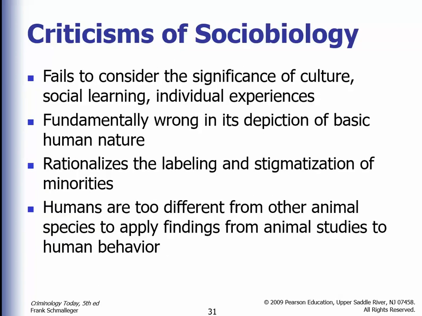So, some criticisms of this theory, sociobiology. It doesn't really consider the significance of the culture and social learning and individual experiences that people might be brought up in. Certainly, depending on where you are in the world, you're brought up totally differently, and there are different beliefs and values. Also, it's suggested it is totally wrong in how it depicts human nature. It rationalizes the labeling and stigmatization of minorities. In other words, if we can start to say that there is an inferior group in society, we can label and stigmatize them, similar to eugenics. And also it's suggested that a lot of these studies are done on animals, and humans are too different from animals to really be able to draw any inferences from that.